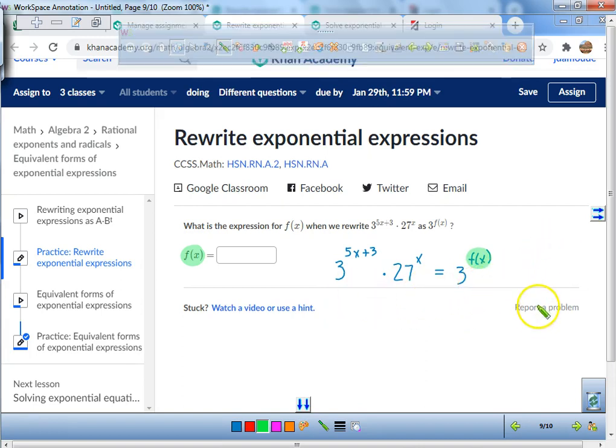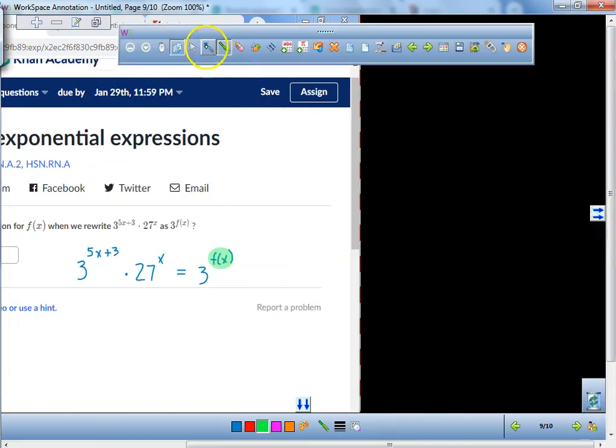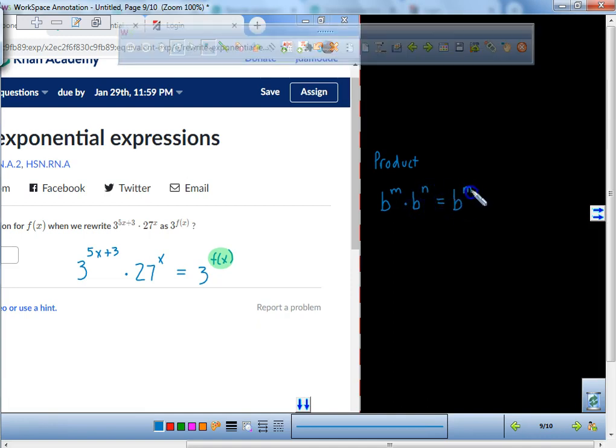All right. So when we're doing this, we're going to be dealing with 3 different properties. Let's review the 3 properties real quick. Please make sure you have these in your journals. The first property is called the product property. Here's a quick review of the product property. If I have any base to the power of m times the same base to the power of n, I'm allowed to take those exponents and simply add them together. That's called the product property.